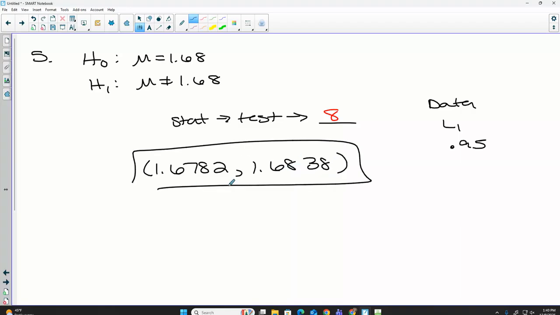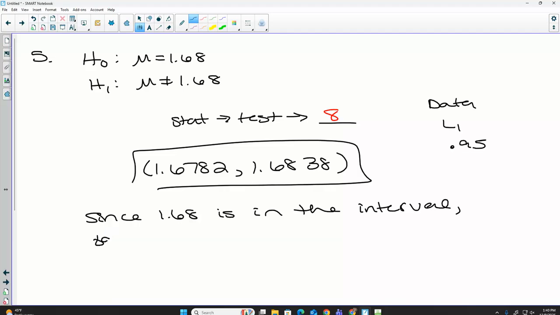Now I'm supposed to make a conclusion from that. So do these golf balls meet the standards? We're 95% sure the mean is between these numbers. 1.68 is in that interval. So we would reject or fail to reject? Fail to reject. The golf balls meet the standards.